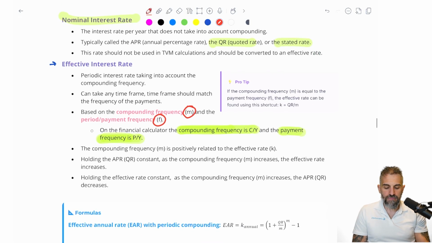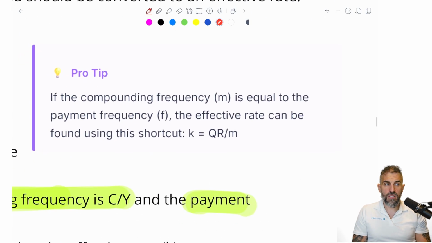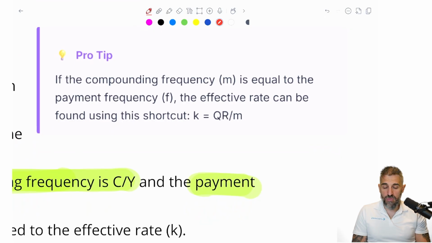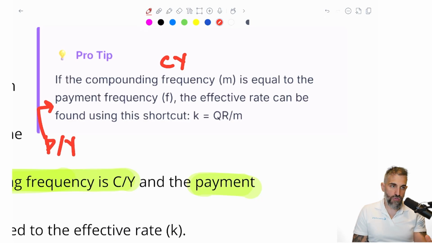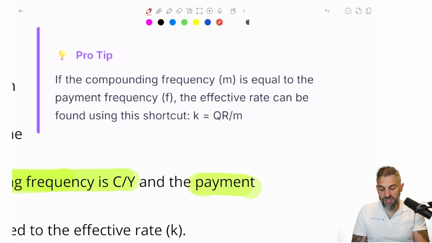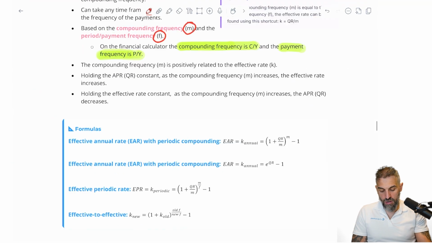So one little pro tip: when the two are the same, so if your compounding frequency, that's CY on the calculator, and your payment frequency, which is F if you're using a formula, or PY if you're using your calculator, are the same, then you can just divide like we've been doing thus far. But if they're not the same, guys, here are the new formulas.